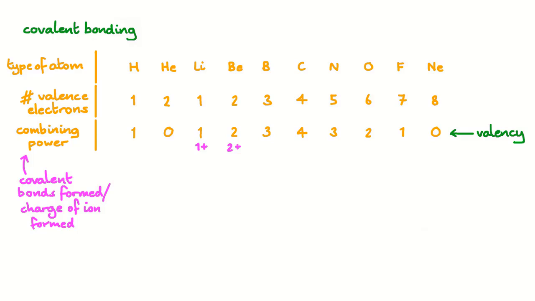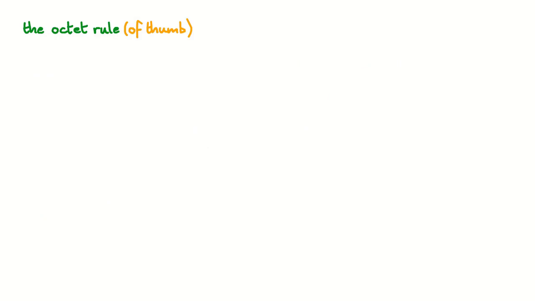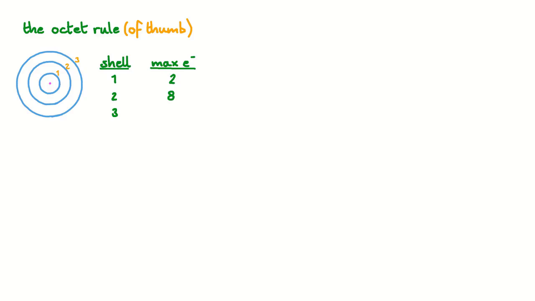Instead, there's a rule of thumb that will help us out, and it's called the octet rule. The first electron shell can fit 2 electrons, the second can fit 8. The third shell can fit 18 electrons, however those last 10 slots are a little different and they are only filled in larger atoms. So, as a simplification, we often say that the third shell also contains only 8 electrons.